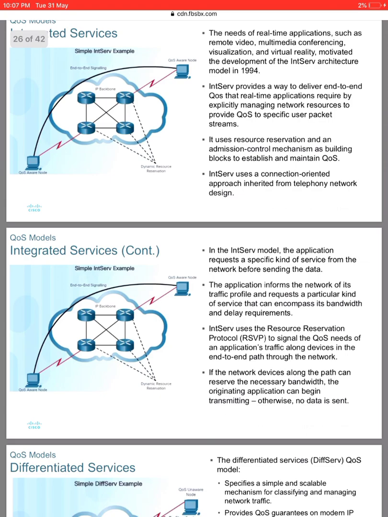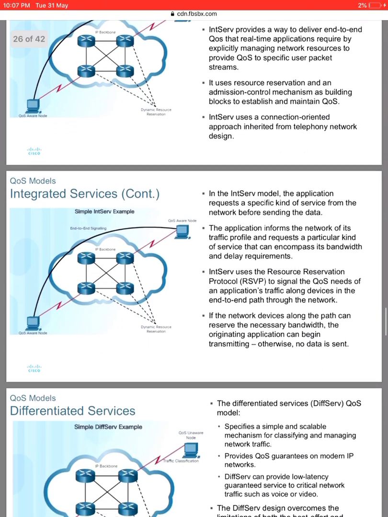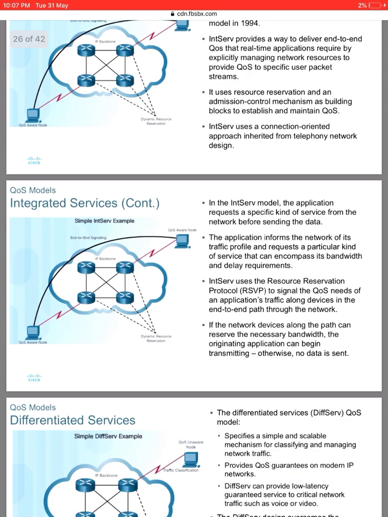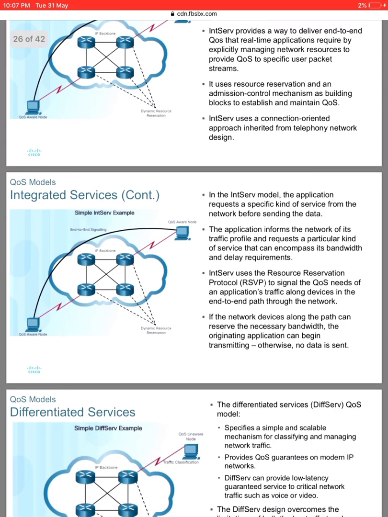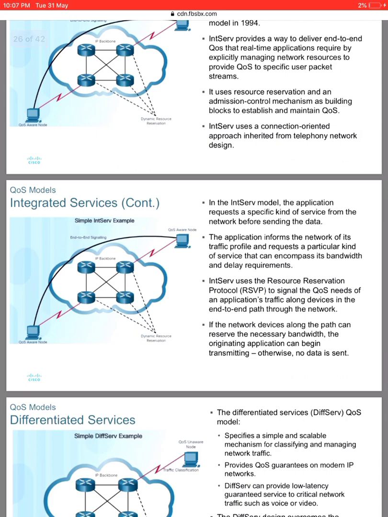So here in the chart, end-to-end signaling, the QoS aware node, with the IP backbone, dynamic resource reservation. The dynamic resource reservation connects to the IP backbone, and it connects one way only, one way. It also connects to the others.